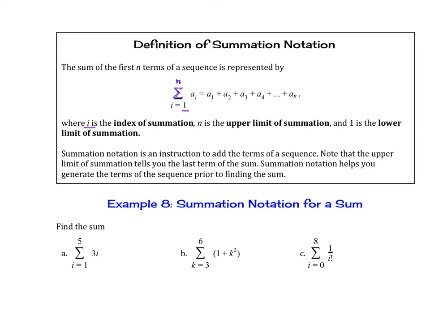1 is the lower limit of summation, so this is where you start, and this is where you end. Summation notation is an instruction to add the terms of a sequence. Note that the upper limit of summation tells you the last term of the sum. Summation notation helps you generate the terms of the sequence prior to finding the sum. In the homework, you're going to have to write a sequence or a series in summation notation, so notice where the first term is and where the last term is, and that will help you out.